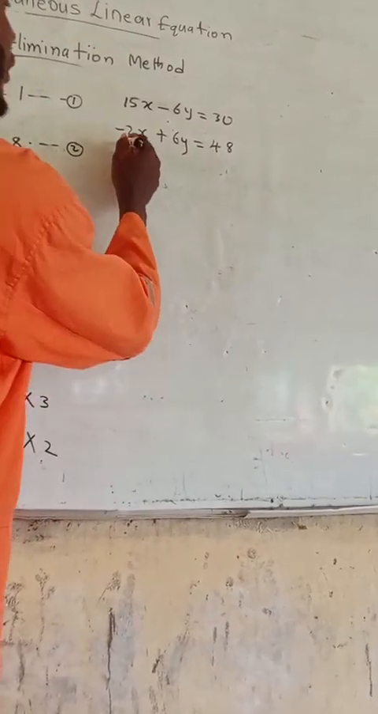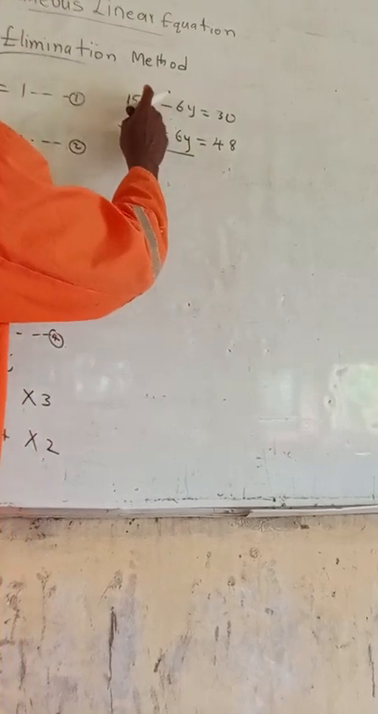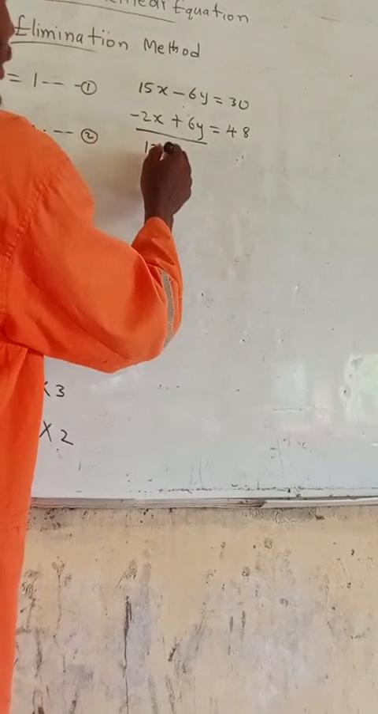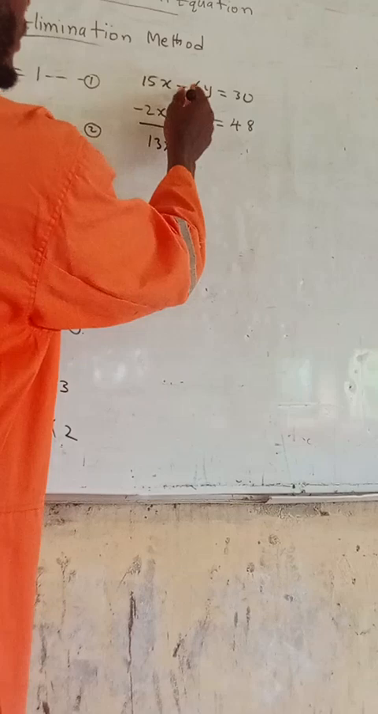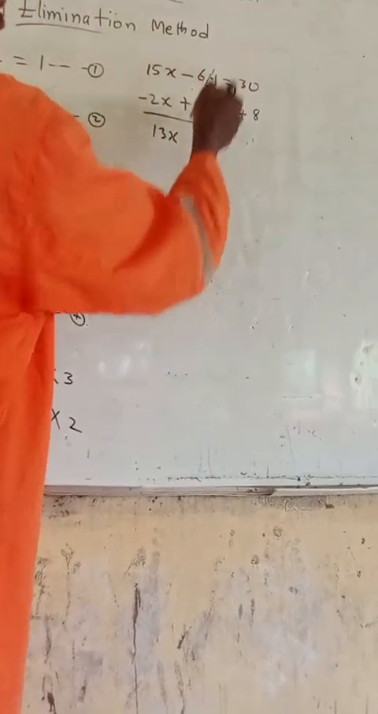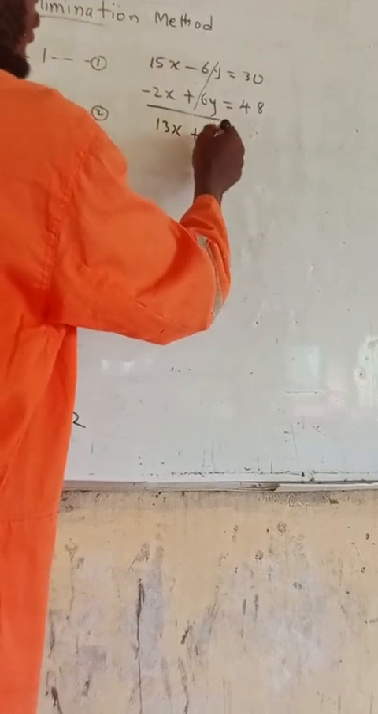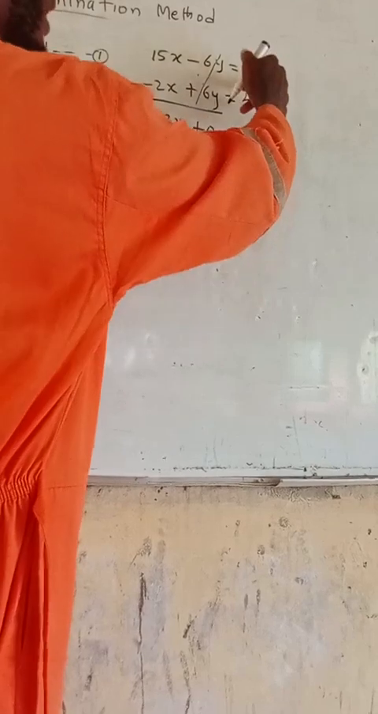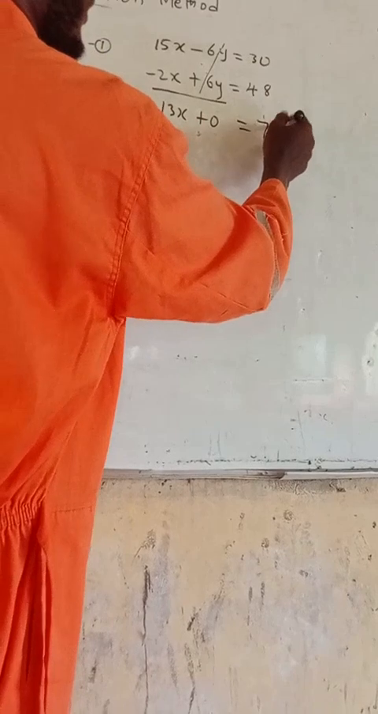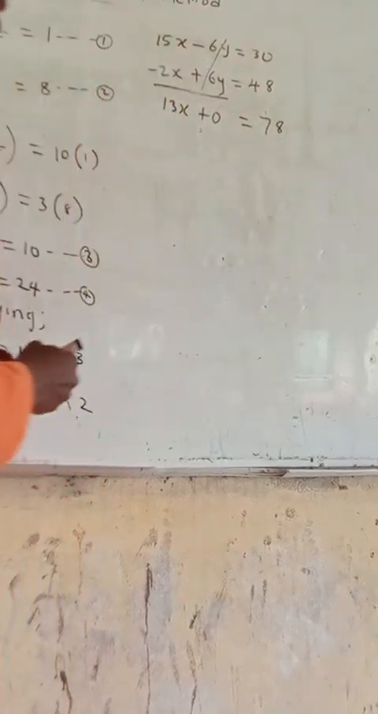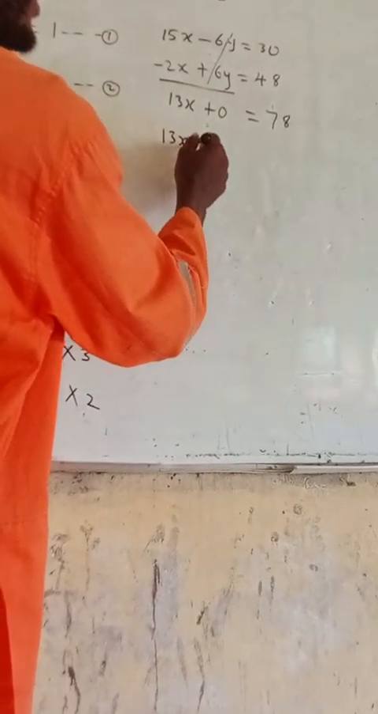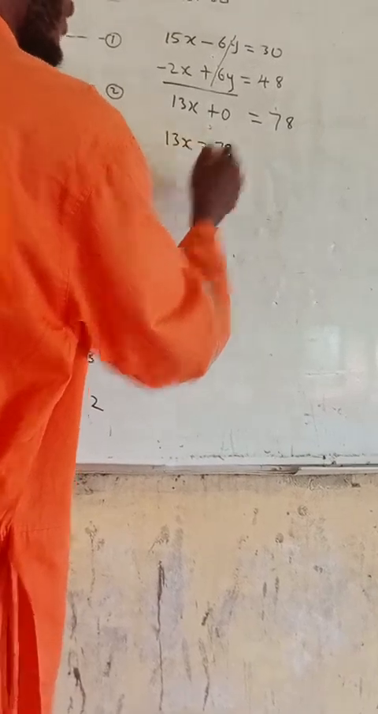So at this point, we will now say 15x minus 2x is 13x. And minus 6y plus 6y is 0. That is the elimination. Is 0. So 0 is equal to 30 plus 48 is what? 78. Are you getting it now? So since 0 is nothing, we are going to write 13x is equal to 78.